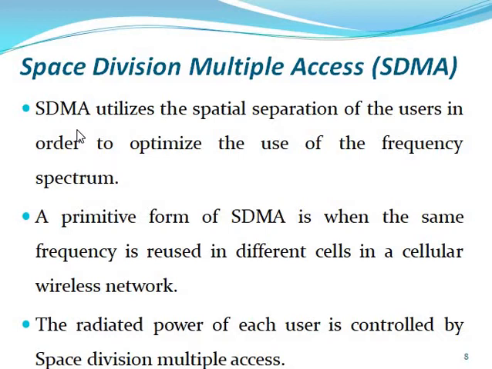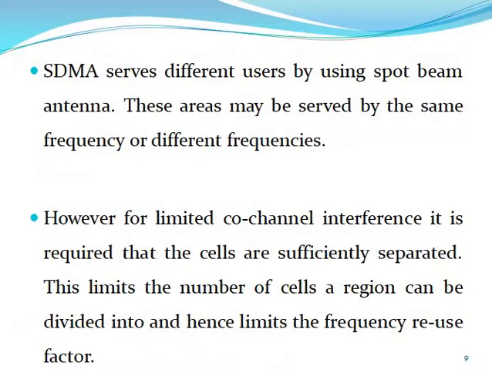So what is SDMA? SDMA utilizes spatial separation of users for optimization of the frequency spectrum. This is the main use in different wireless access networks. SDMA is also used in cellular wireless networks for different frequency bands. SDMA serves different users by using the spot beam of an antenna. This area may be served by the same frequency or different frequencies.